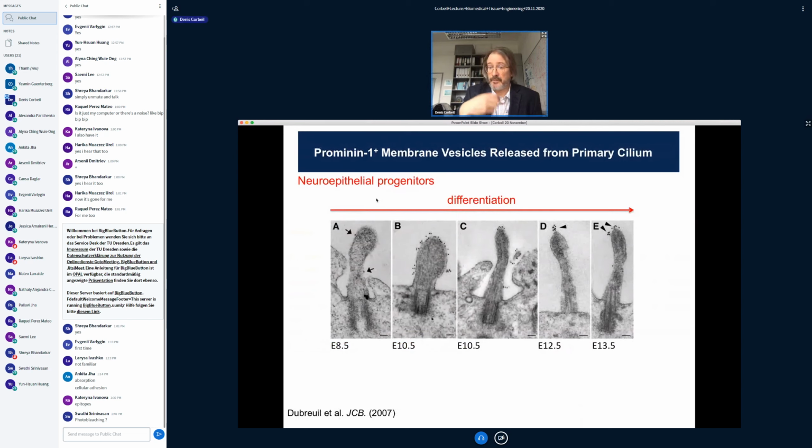They can bud from the microvilli, but also from the other structure we call the primary cilium. And you can see here an example where CD133 becomes highly concentrated on the tip of the primary cilium and buds, and they release this very small vesicle. So they can come either from microvilli or the primary cilium.